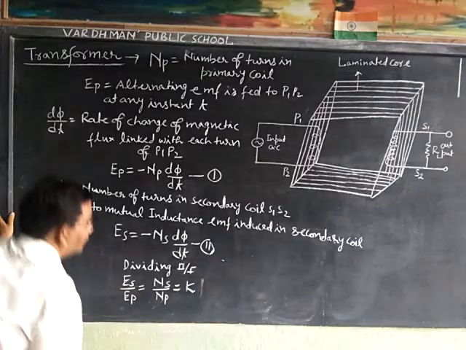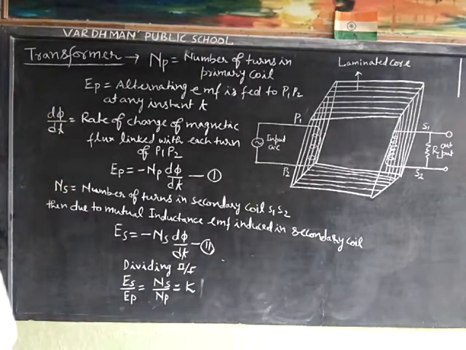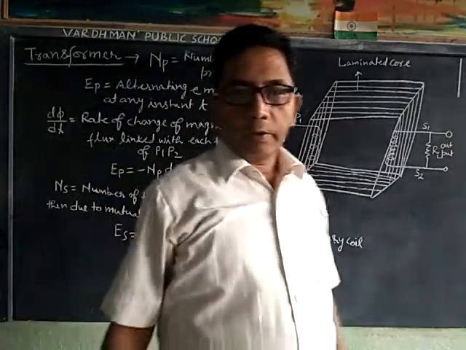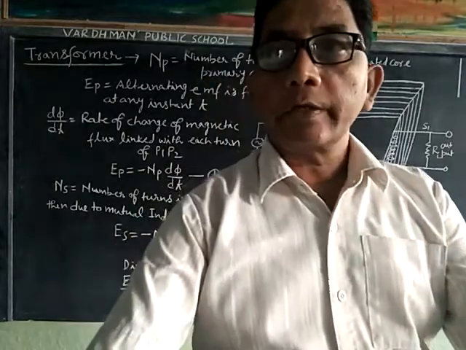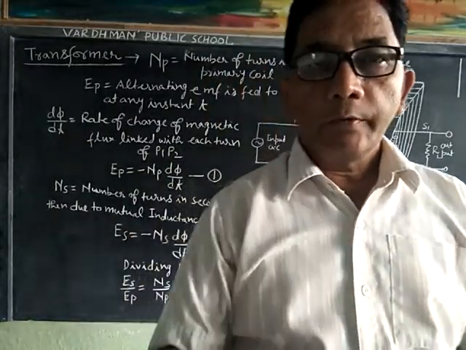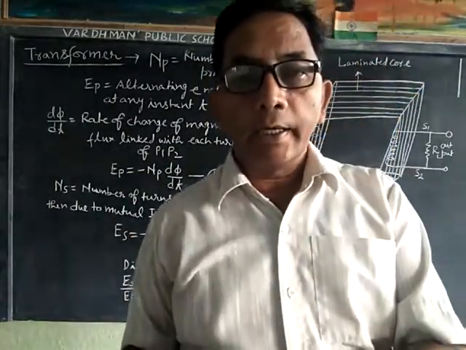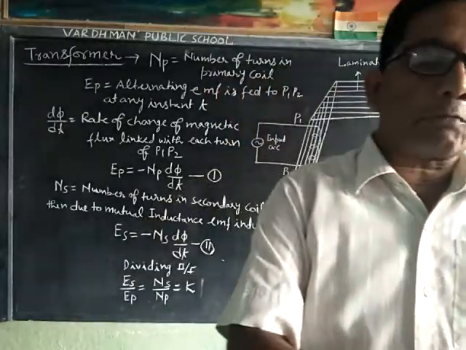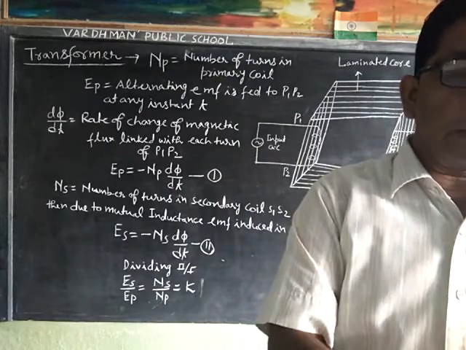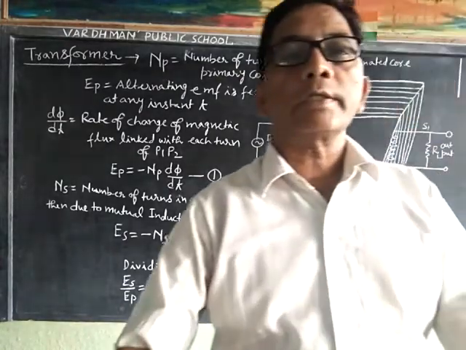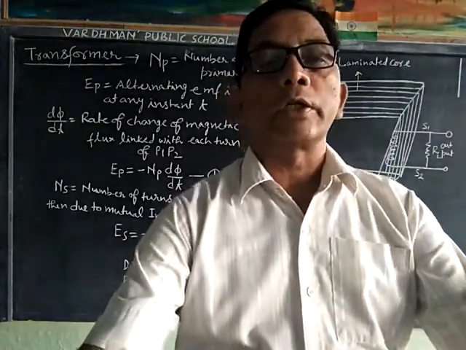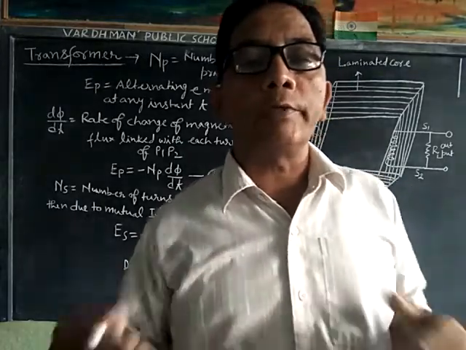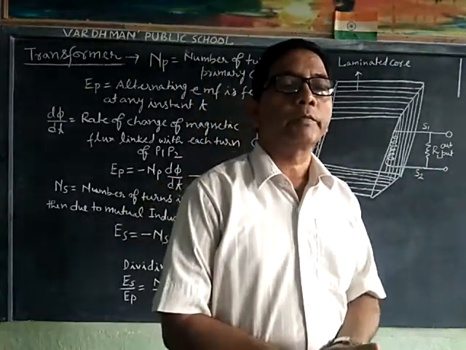What is K? K is a constant, and this constant is known as the transformer ratio.